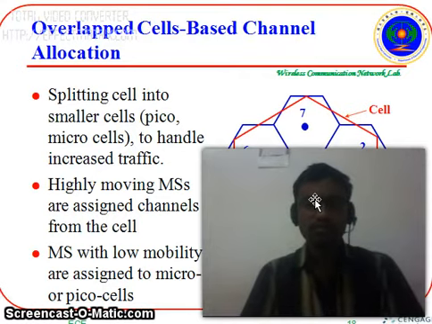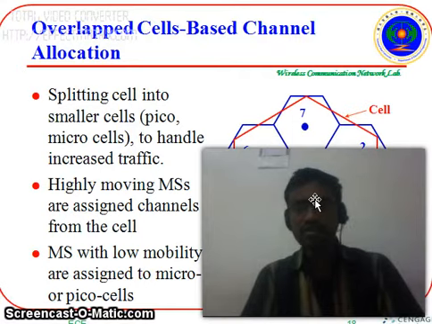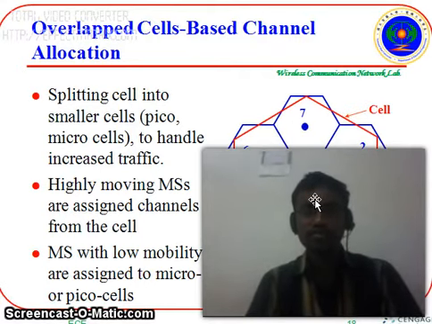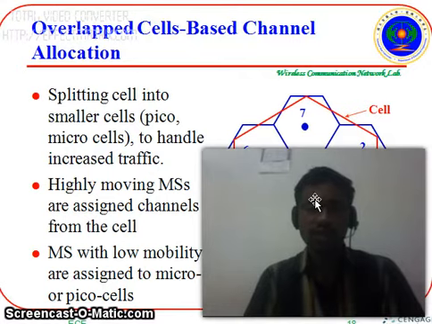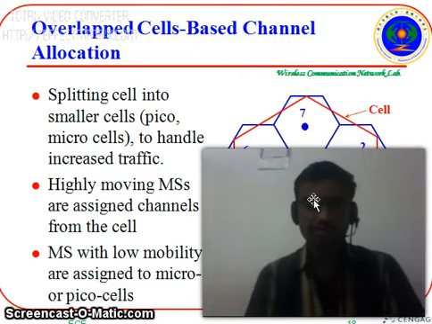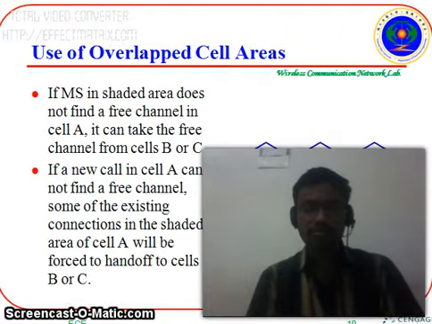Sometimes the mobile terminal is moving at a heavy speed. Suppose you are travelling in a vehicle and using the mobile phone; the connectivity will be based on the macro cell. Suppose you are using the mobile phone while walking, so the mobility is very low. In this situation you go for micro cell concepts. This is another big concept.